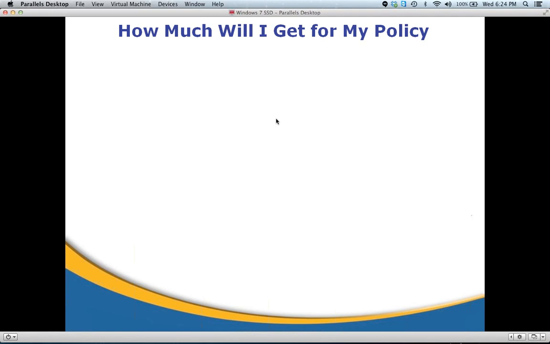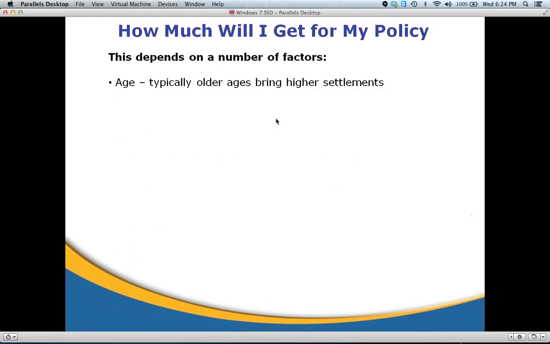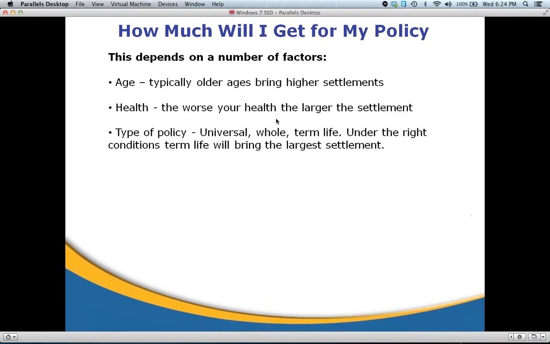So how much are you going to get for your policy? Well, it really depends on a number of different factors. First of all, there's age. Typically, older ages bring higher settlements because typically the life expectancy is less. And regarding health, the worse your health, the larger the settlement because, again, the quicker the return on investment for the person buying the policy or the entity buying the policy.